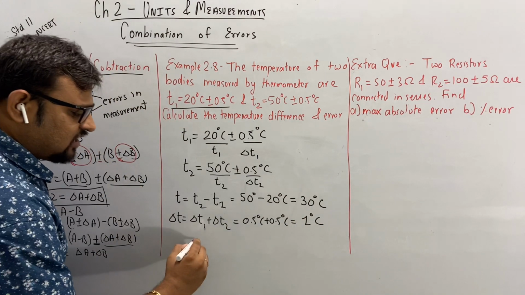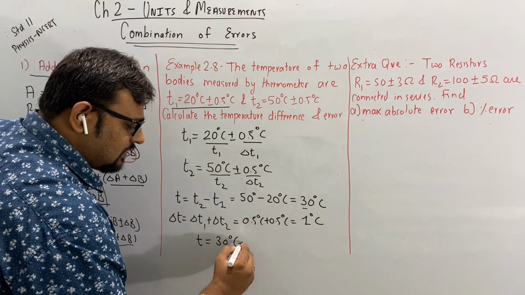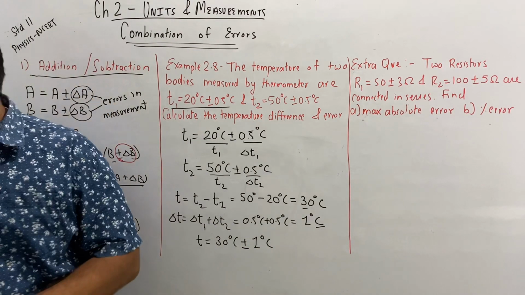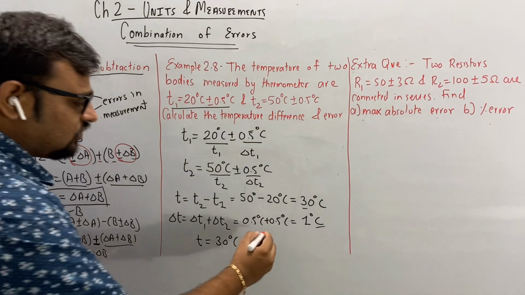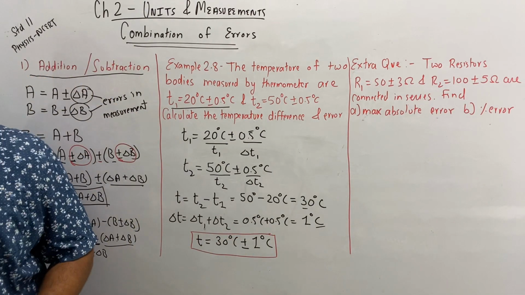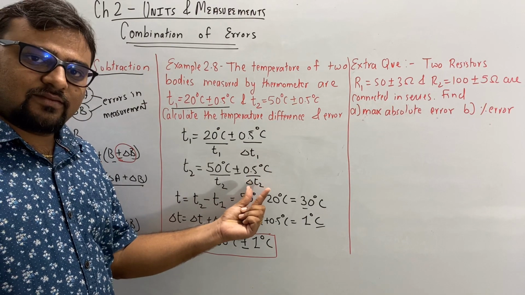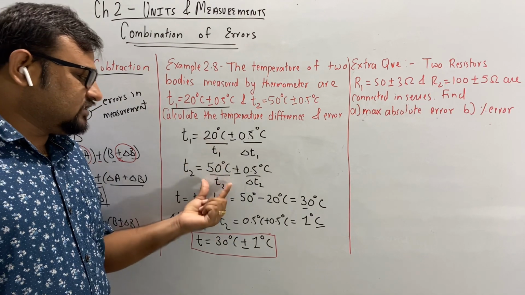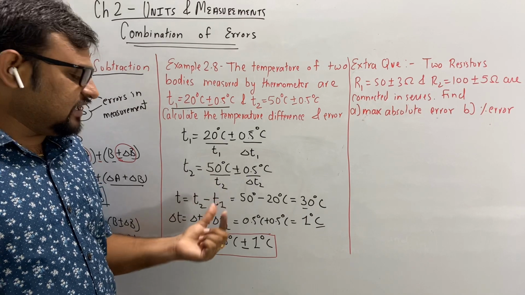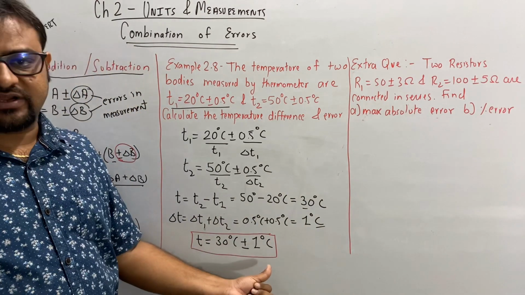So how can you write it down? T equal to 30 degrees Celsius plus minus error 1 degree Celsius. Clear? This is your answer. Here, see what I did. I added the error, and for the difference, I used subtraction. Clear? If it were the sum of temperatures, then it would be plus. So 50 plus 20 is 70, but the error will be 1 only. So 70 plus minus 1 degree Celsius.